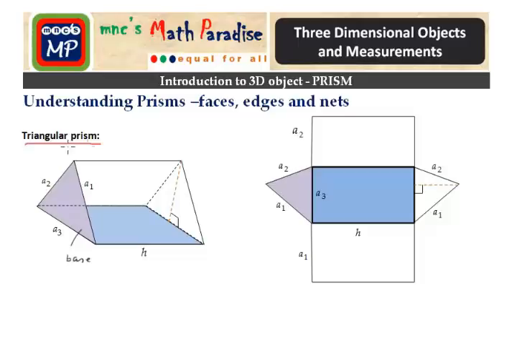Now, for a triangular prism, its base is one triangle. So this side, one face, is a triangle, and since it maintains the same cross section throughout the whole height, there will be another triangular face at its opposite. So this is one triangular face, this is another triangular face. So for a triangular prism, there will be two triangular faces.